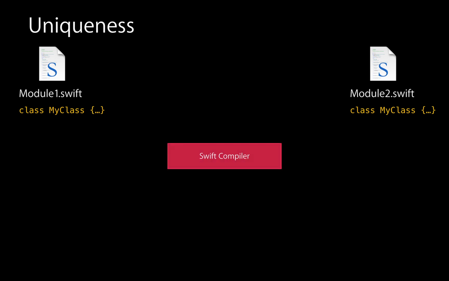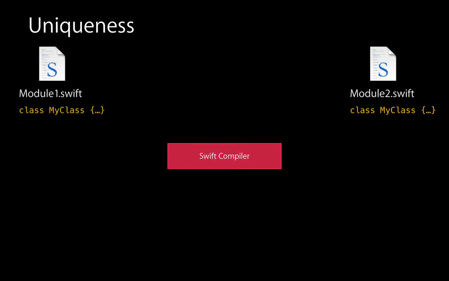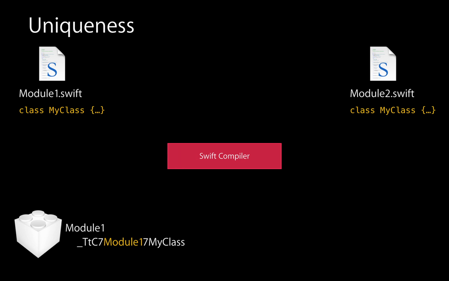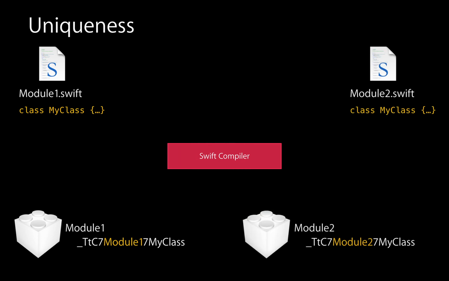They want to submit their code to the Swift compiler. The first guy goes on and does it. As a result, he gets a compiled version of his code where his class is actually called Module1.MyClass. We'll get back to that in a second. When the second guy does the same thing, his class actually gets called Module2.MyClass. Now they don't clash anymore. Module1.MyClass, Module2.MyClass.